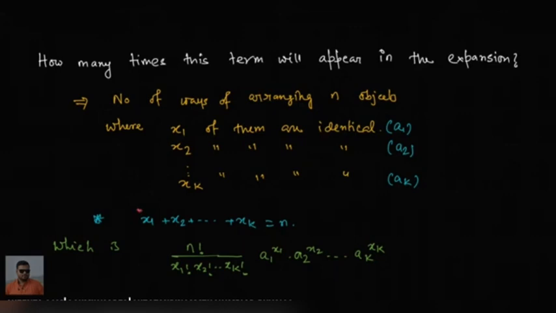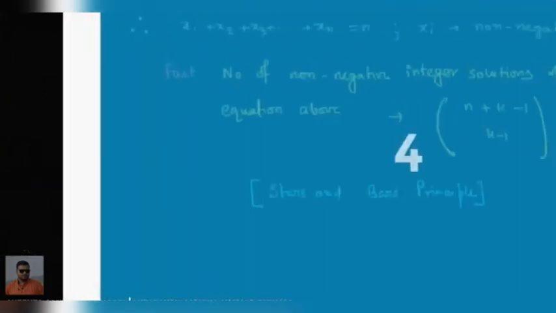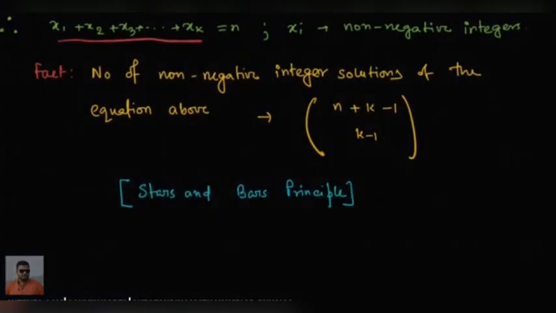You can understand that whatever the non-negative integer solutions of these equations are, that many terms will be there. So we are trying to find the number of non-negative integer solutions of this particular equation. And using the stars and bars principle, we can very easily say that the number of such non-negative solutions would be n plus k minus 1, choose k minus 1.